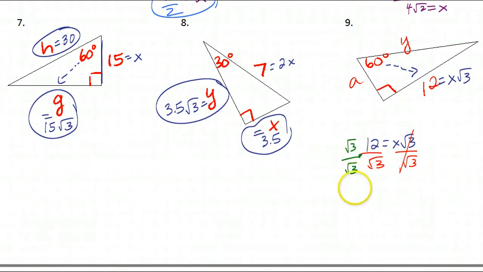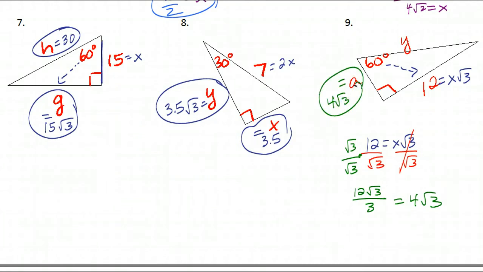So 12 times the square root of 3 is 12 square root of 3. On bottom, I get 3. 12 divided by 3 is 4. Now, 4 square root of 3 then is my short side. Now check it out. My hypotenuse is supposed to be 2 times the short side, right? 2 times x. Well, when I do 2 times 4 square root of 3, hopefully you remember from past math classes, just multiply the number in front. You don't multiply the number underneath. So it's 8 square root of 3 for the y side.